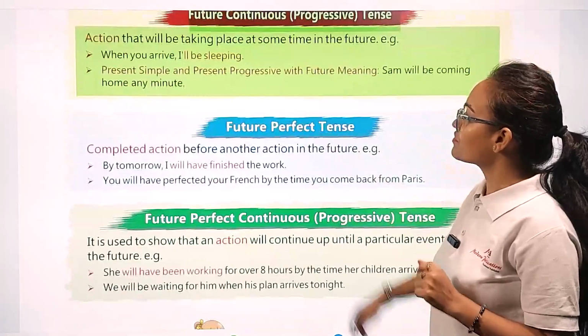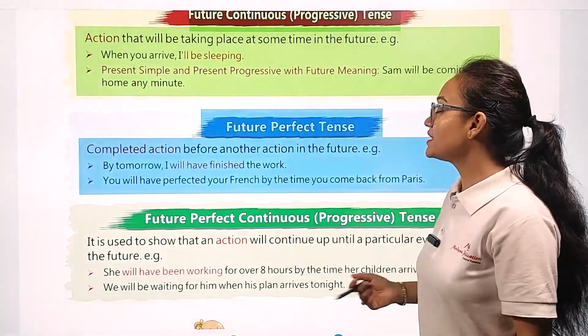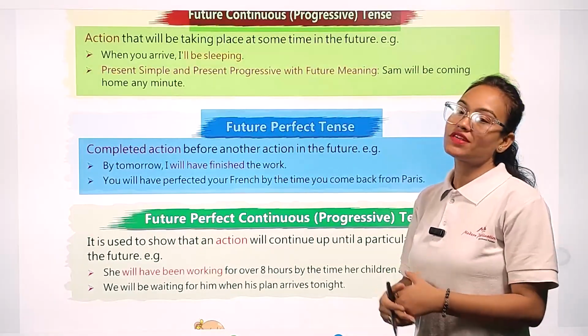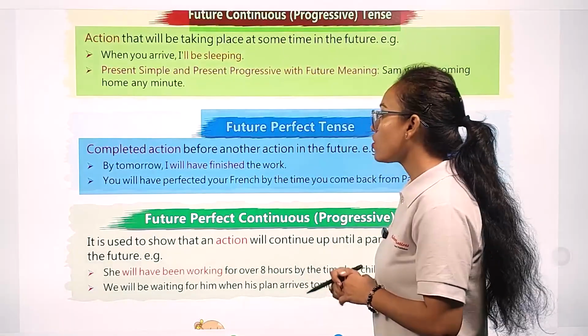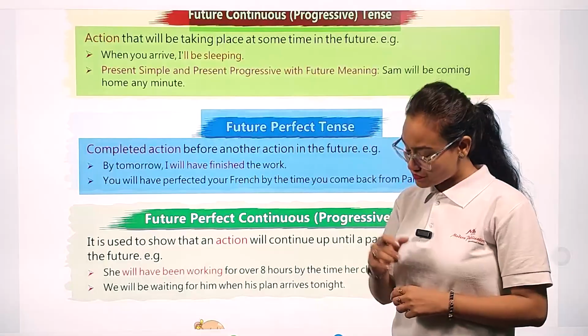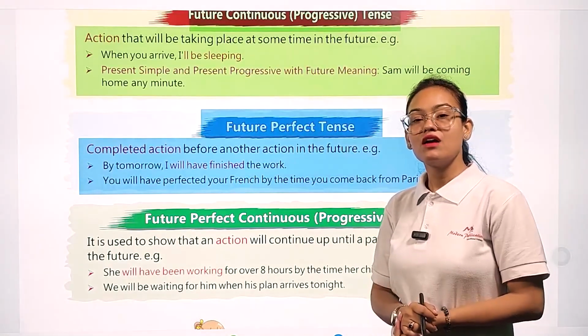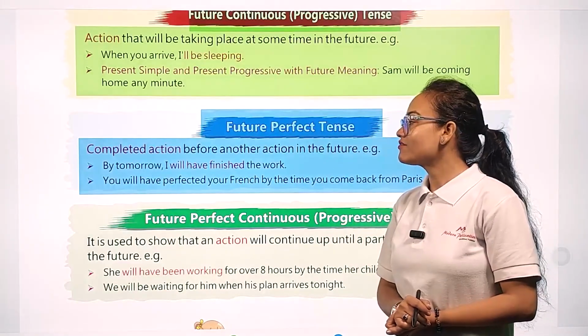Now we are going to see the future perfect tense. What is the meaning of future perfect tense? Let's see. A completed action before another action in the future. So the future perfect tense shows that two actions are ongoing, but one of the actions is already completed before the completion of another work in the future. Example, you can say, by tomorrow, I will have finished the work.